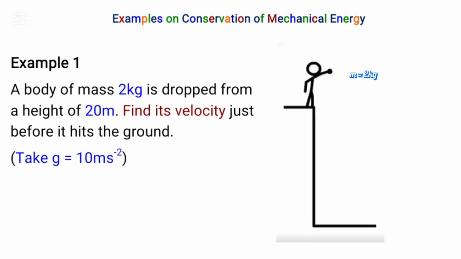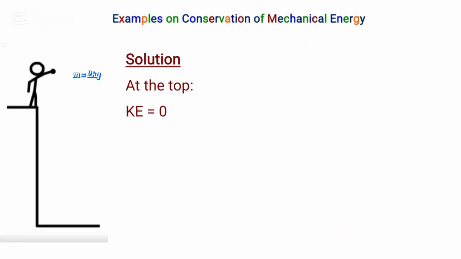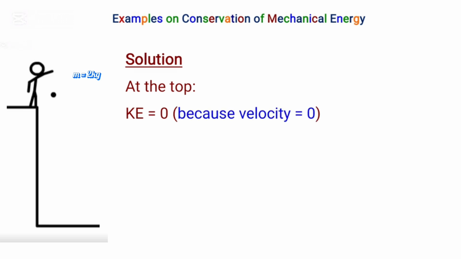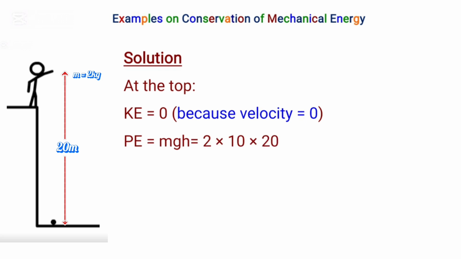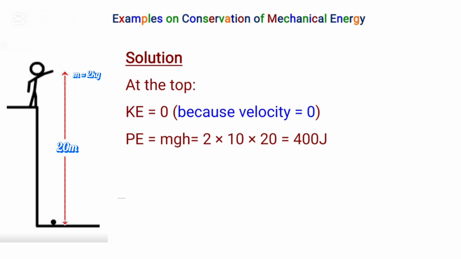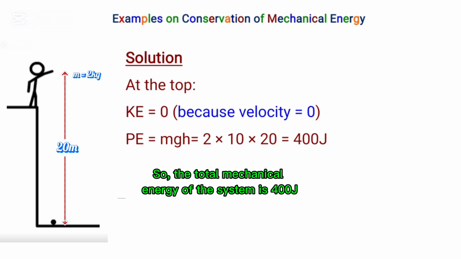Example 1. A body of mass 2 kg is dropped from a height of 20 meters. Find its velocity just before it hits the ground. Take g as 10 meter per second square. At the top, kinetic energy is equal to 0 because velocity is equal to 0. Potential energy is equal to mgh, which is equal to 2 times 10 times 20, which is equal to 400 joules. So the total mechanical energy of the system is 400 joules.